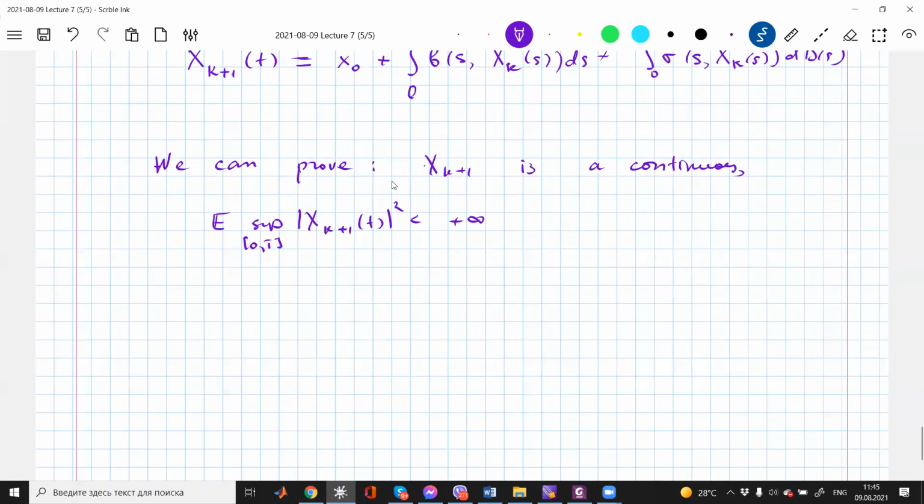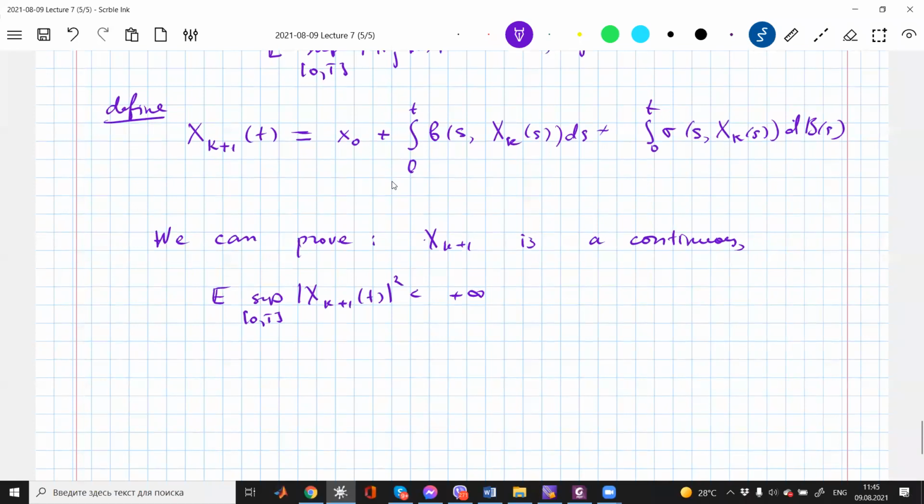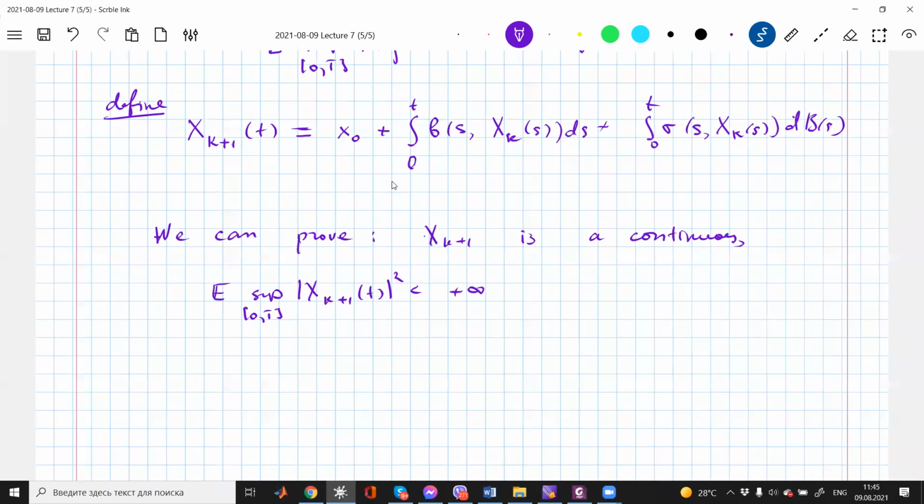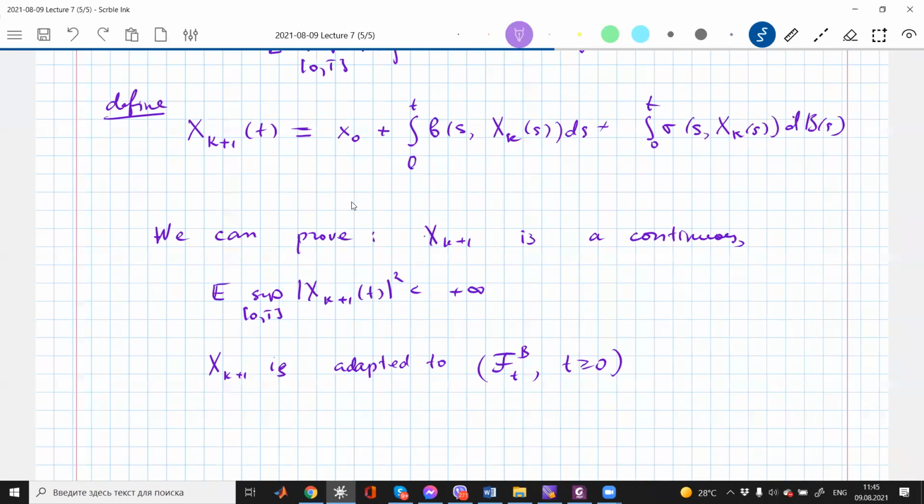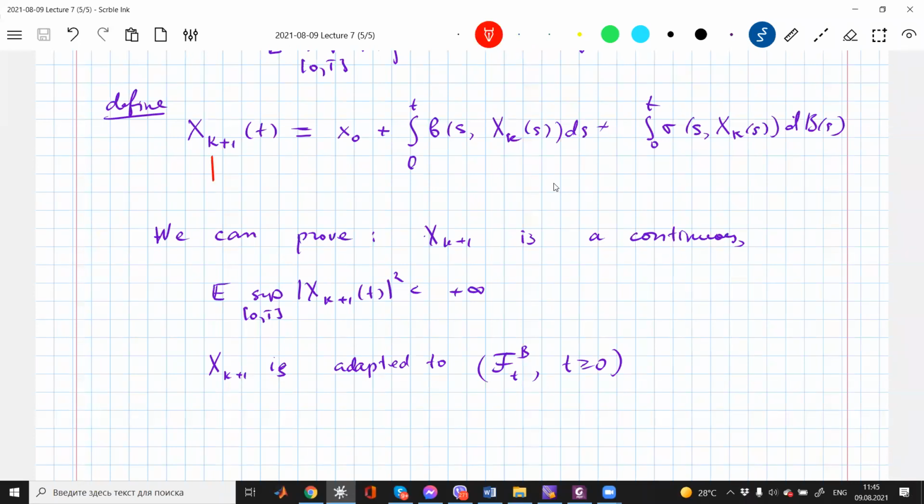So what do we have? We have a sequence of continuous processes. Also, you can see that they are adapted with respect to the filtration of Brownian motion. Let me write that xk plus 1 is adapted to the filtration generated by Brownian motion, so this integral is well defined. And now what do we need? We want to prove that this approximation converges to some limit, and this limit will have the same properties. So the question is, when I let k tend to infinity, what limit will I have?